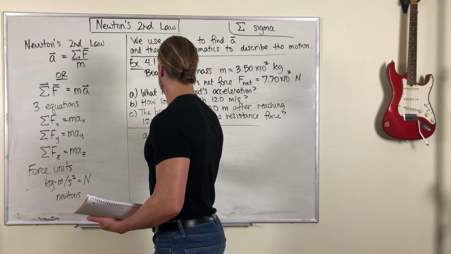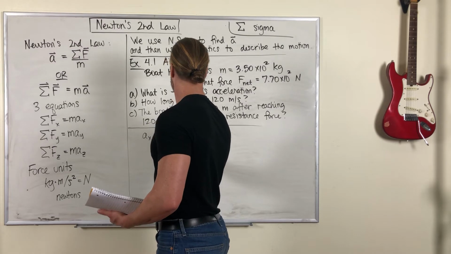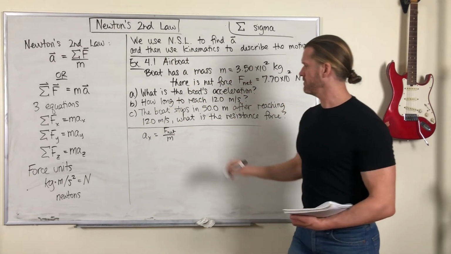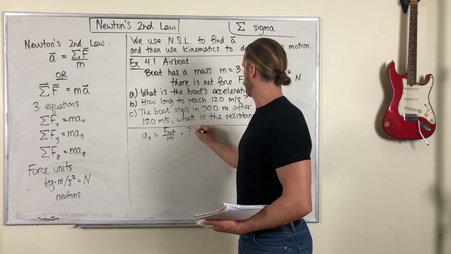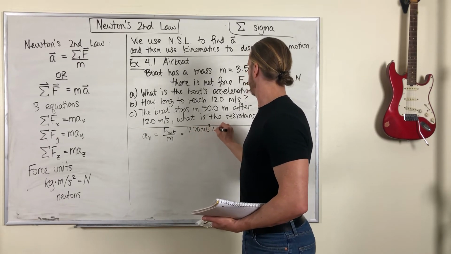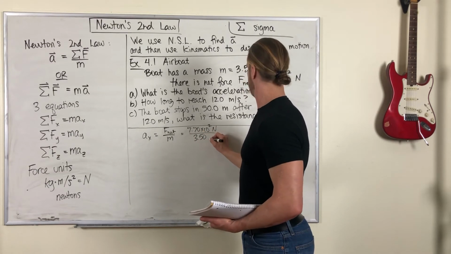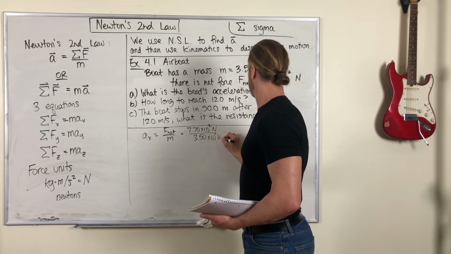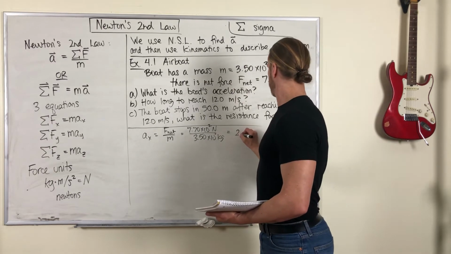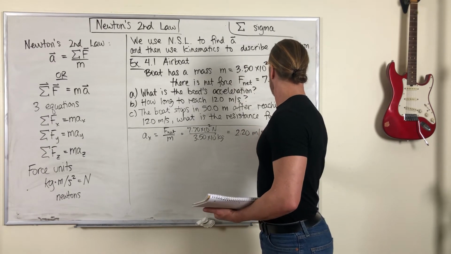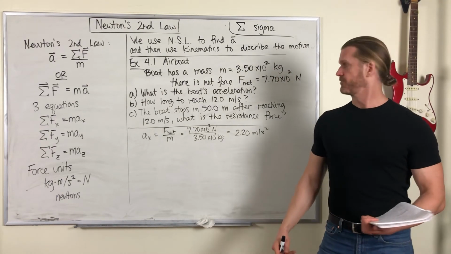We can just say a_x equals the net force over the boat's mass. That net force was 7.7 times 10 to the 2 newtons, and the mass is 3.5 times 10 to the 2 kilograms, which gives you 2.2 meters per second squared for the acceleration.